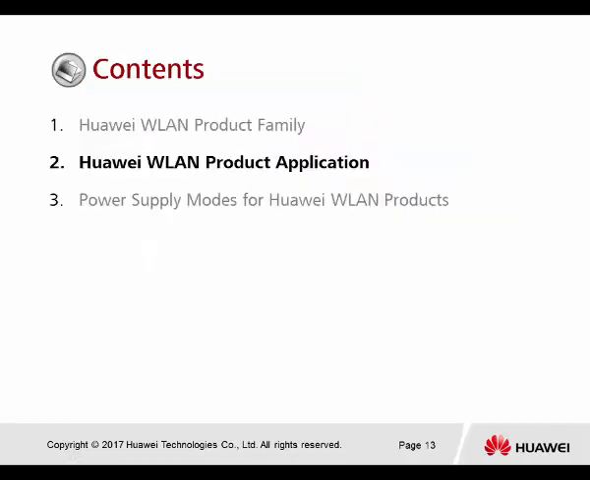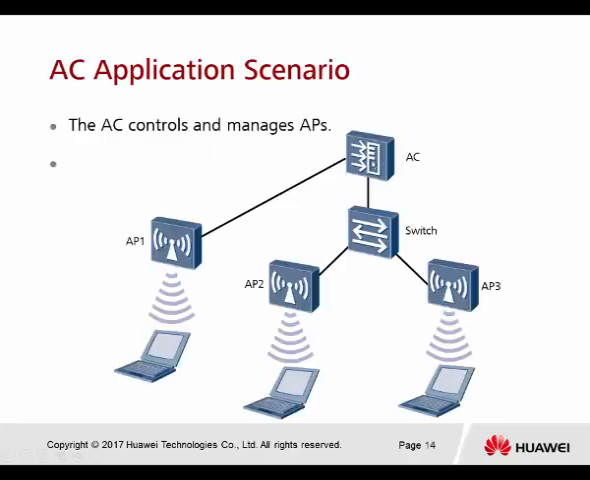Huawei WLAN product application: one AC with another 3 APs. You'll notice one of the APs here is directly connected to the AC. So this is the point-to-point connection. We can also connect the AC using the bypass way. So the AC is connected to the switch and the switch will link up to another 2 APs.